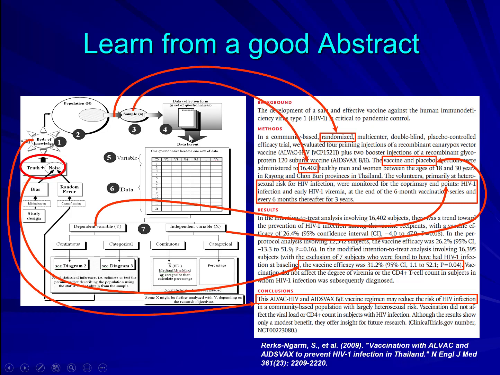And the last one is about how large the study is, or the study size, or sample size. So it is here.